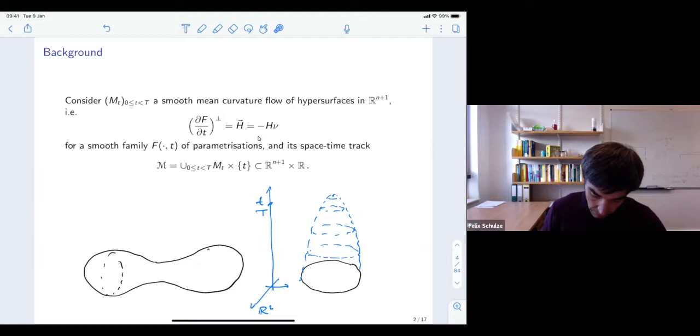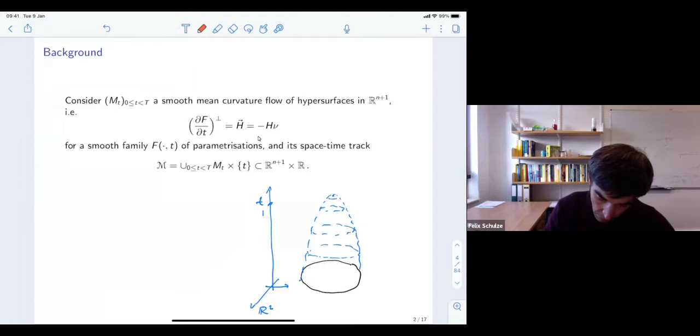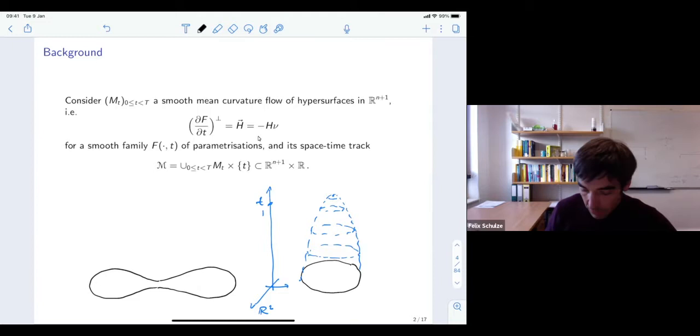Okay, so let me draw the initial surface. I'll kill one dimension now, so again I'm here in R2. Let's just keep this extra dimension in mind. So this is the initial surface. This is our dumbbell. I can't draw in four dimensions, so this is why I'm doing it this way.